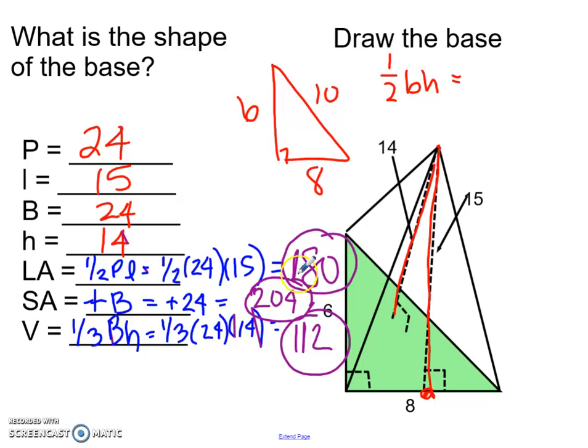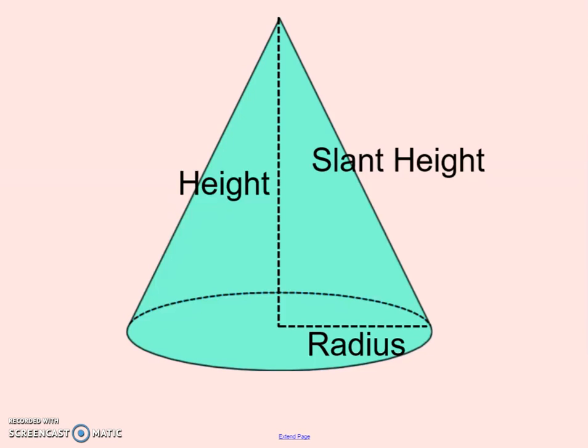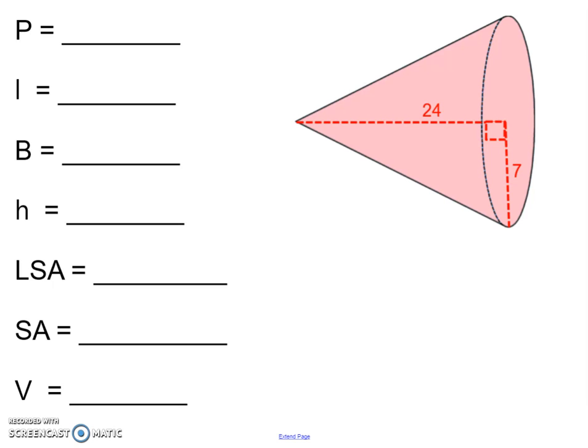So that is pyramid. For cones, we have some similar formulas and some similar terms. The slant height is from the top to the edge of the cone, like down the outside. The height has to be perpendicular to the base. And then the radius is of the circle.